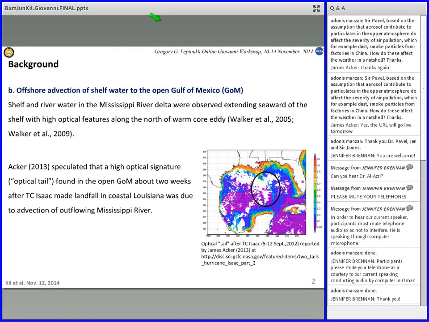Offshore advection of the shelf water to the open Gulf of Mexico was also studied as a probable origination because of high optical features found on the eddies. James Ecker found an elongated high optical signature in the open Gulf of Mexico around 2 weeks after tropical cyclone Isaac in 2012 and described it as an optical tail. With regard to this optical tail, he also suggested the probability of its relating to advection of outflowing Mississippi River water.